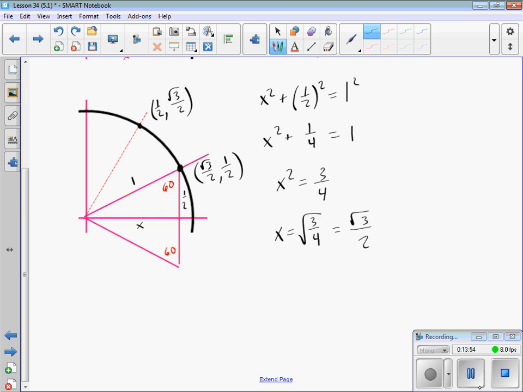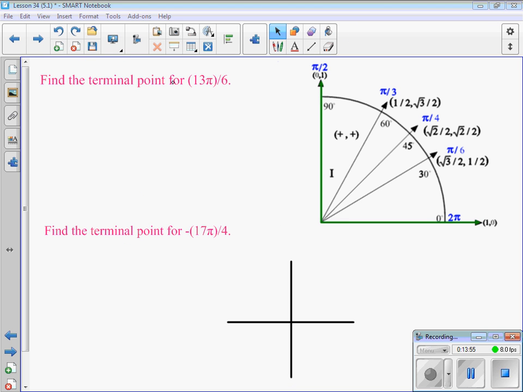Okay, we're going to try to find the terminal point for 13 pi over 6. So is 13 pi over 6 any of these main points right here? No, but what I have to do is figure out where 13 pi over 6 lies on my unit circle, okay? So when I'm doing this, pi over 6 is right here, isn't it? A third of the way? Does everyone see that? So that's 1 pi over 6 is right here. Isn't 2 pi over 6 right here at pi over 3? Think of 2 pi over 6. Wouldn't that reduce to pi over 3?